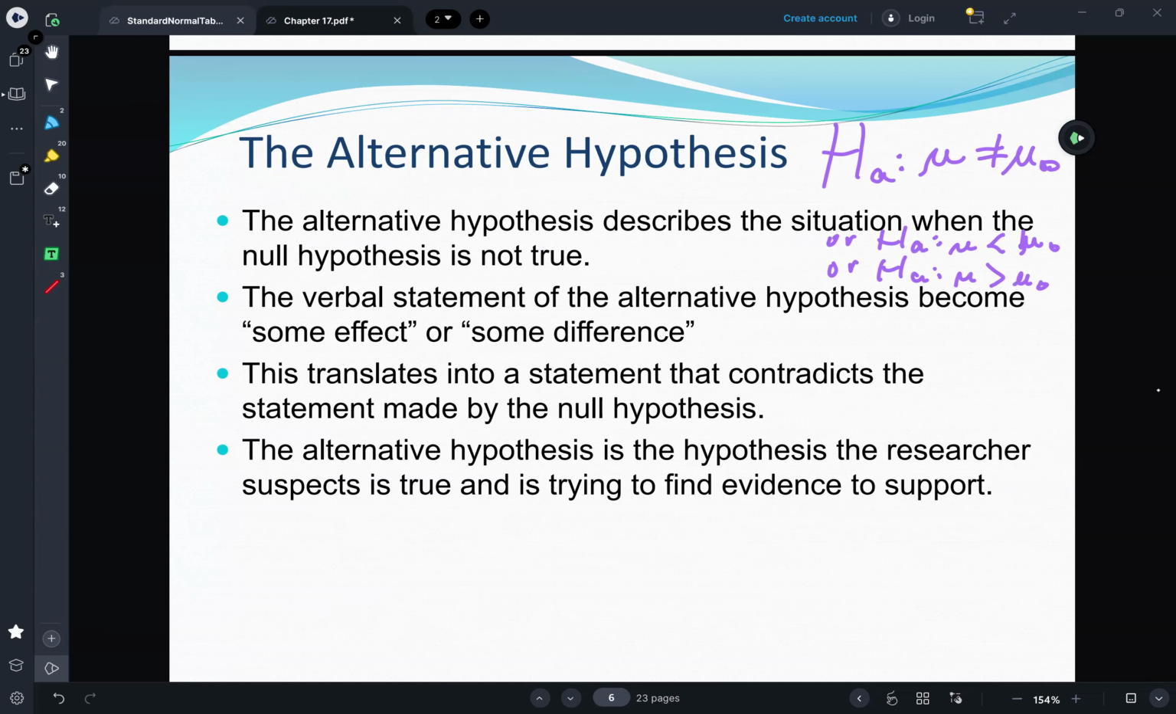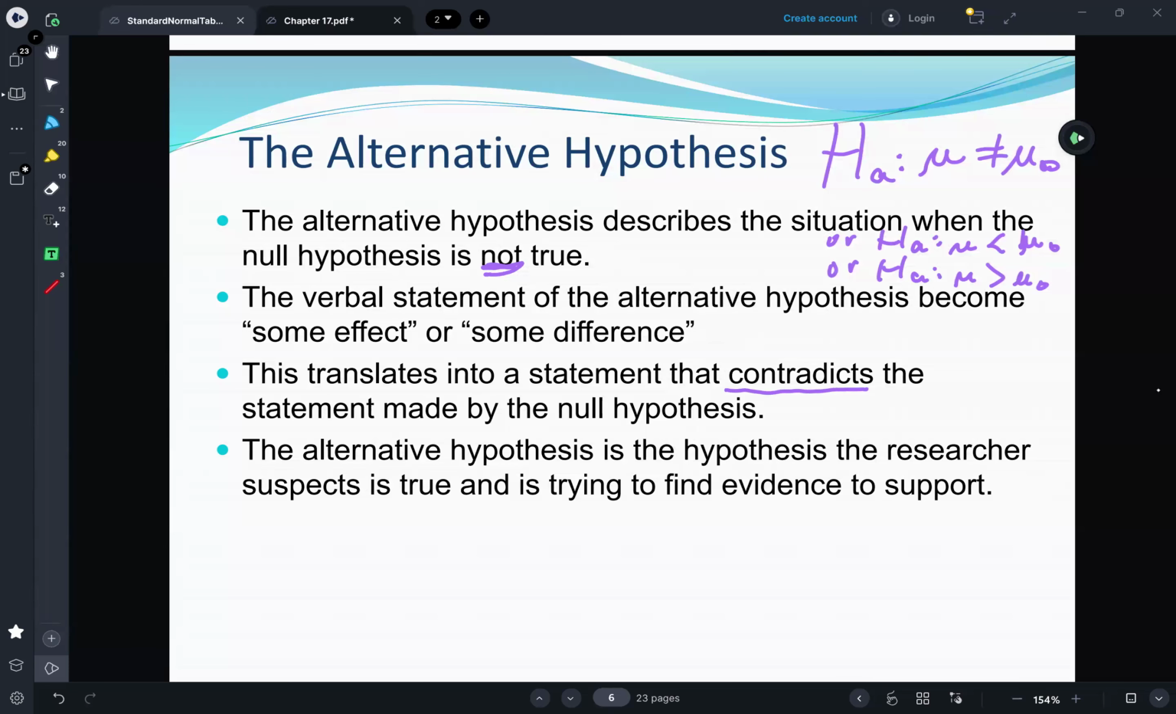It describes the situation when the null hypothesis is not true. In terms of a verbal statement, it means some effect is occurring or some difference. This translates into a statement that contradicts, as I said, the statement made by the null hypothesis. The alternative hypothesis is the hypothesis the researcher suspects is true. It's the purpose of the test.